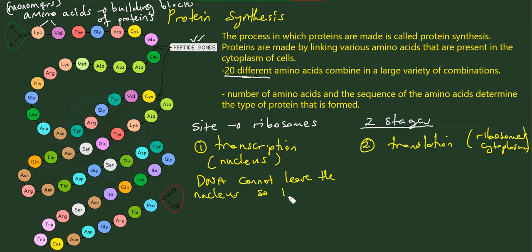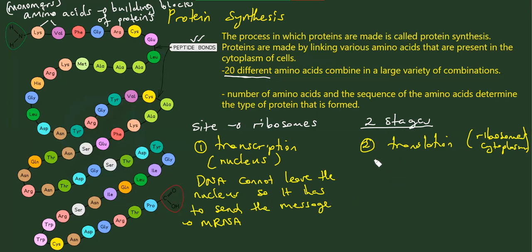So it has to send the message to the ribosomes. But who is going to carry this message? It is what is called the messenger RNA. So messenger RNA is there to carry the message. Messenger RNA is the one that has to copy the message in the nucleus and take it to the ribosomes.